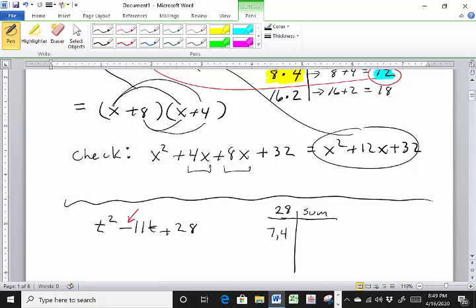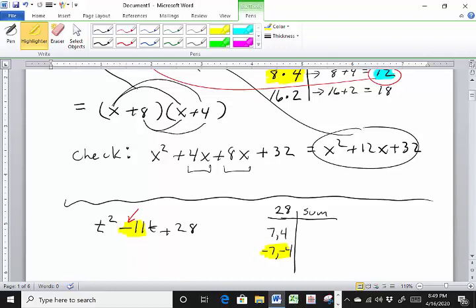7 and 4 would be 28, right? But also, a negative 7 and a negative 4 gives you 28, right? Negative times negative is positive. Well, we know that we're going to have to use the two negatives, because when you add them together, a negative 7 plus a negative 4 gives me this negative 11, right? So anytime you have the last term being positive and the middle term being negative, you know both of your values have to be negative, okay?